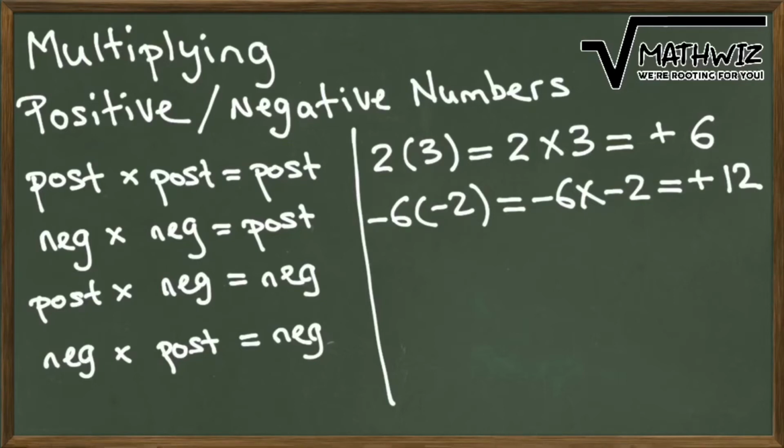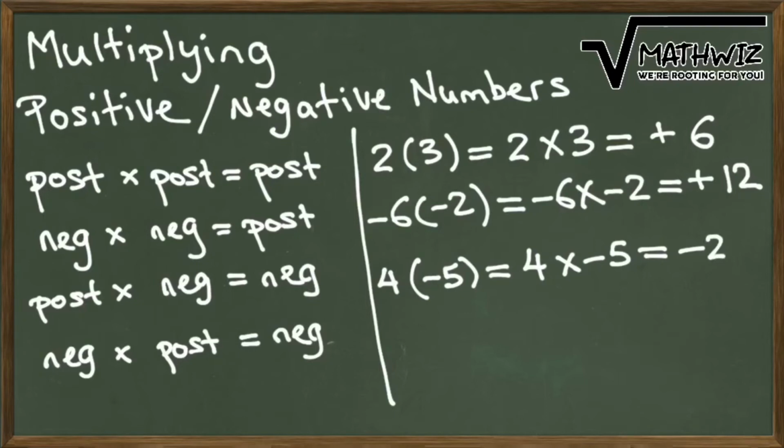For our positive times negative, let's say we had 4 open bracket minus 5. This would be 4 times minus 5. And again, you have a positive times a negative, and so that is how you would end up with negative 20. If this is not familiar to you, you want to go ahead and watch part 1 of the multiplying videos, come back, and then you should be able to understand this concept a lot easier.